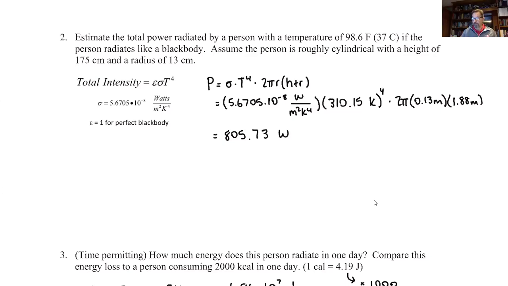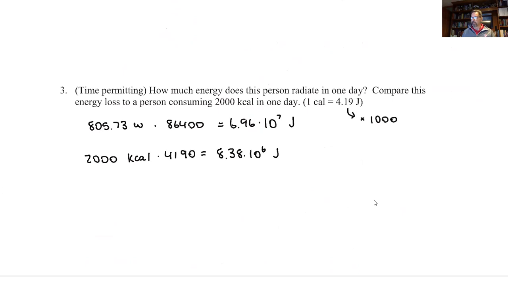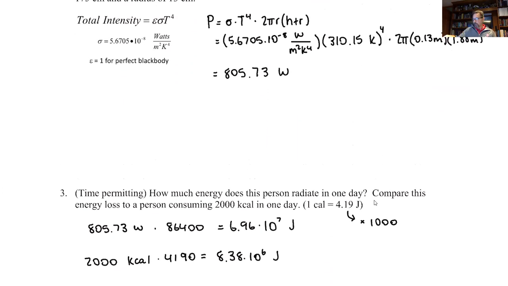Okay, that looks good. Their third part was to compare that to how much energy you might take in from 2,000 kilocalories of eating. They did the conversion to days, because 86400 is seconds per day. So in a day, you're radiating away almost 7 times 10 to the 7 joules. But if you take in 2,000 kilocalories, which is a pretty good meal, what are you radiating away? Like a tenth of that, right?